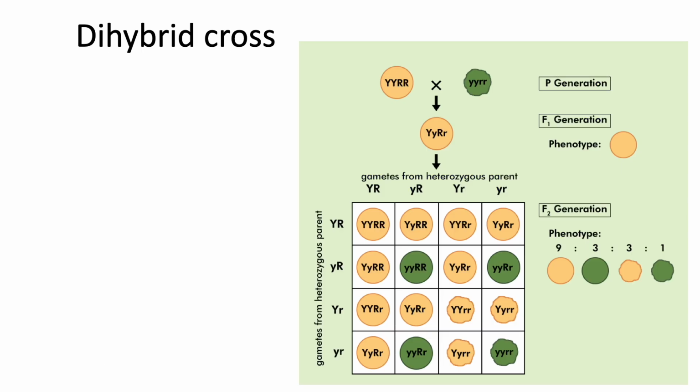Lastly, there's the dihybrid cross. So this is thinking about not just one gene and the different alleles for that gene, but thinking about two genes and going through the same process. So up at the top here, you have the parental contribution for two genes. The initial cross would be homozygous dominant and homozygous recessive, so all of the F1 generation would be heterozygous for both of those genes.